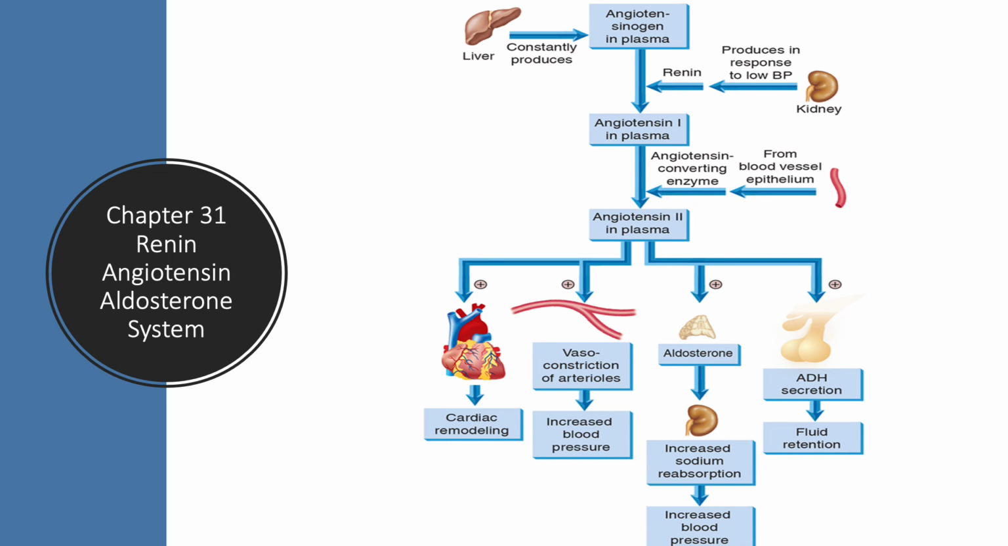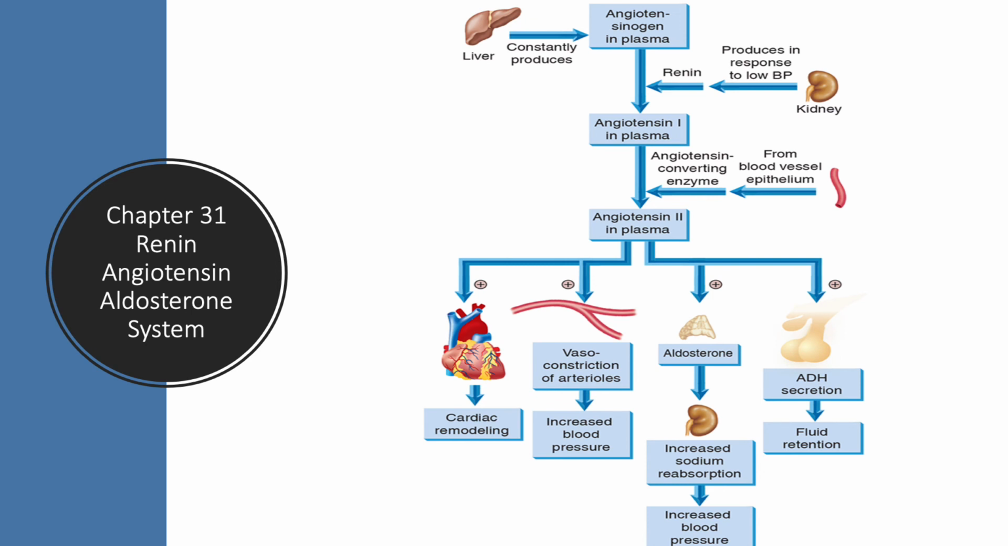And the cardiac remodeling of angiotensin 2 has to do with increased afterload. So because you're constantly vasoconstricting the arterioles, you can get cardiac remodeling. You can get thickening of the muscle in the heart. So the chambers are getting thicker, the muscles are getting thicker. So these are the effects, and the whole idea of this pathway is to increase blood pressure.